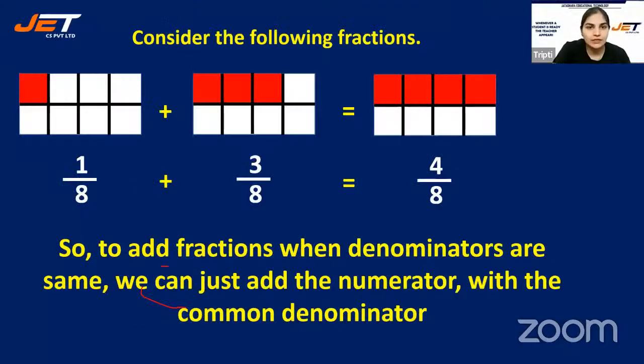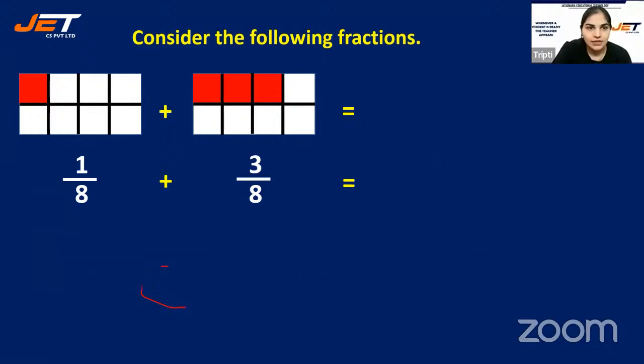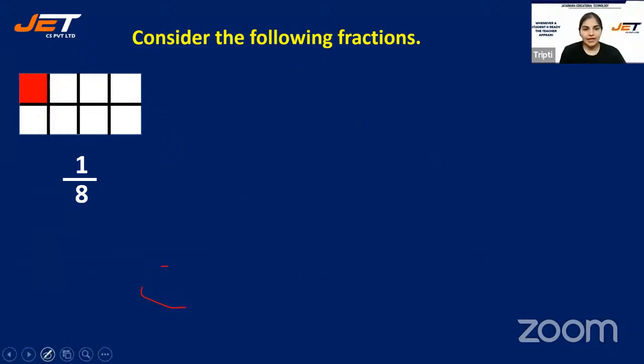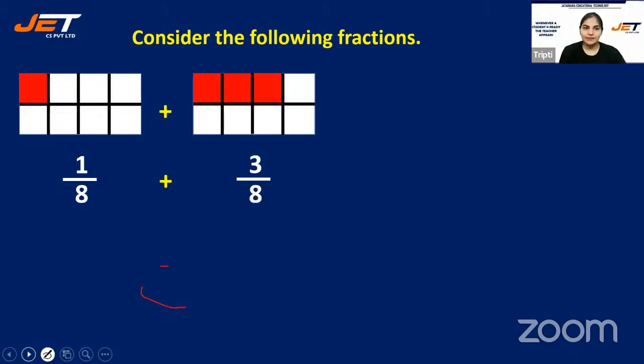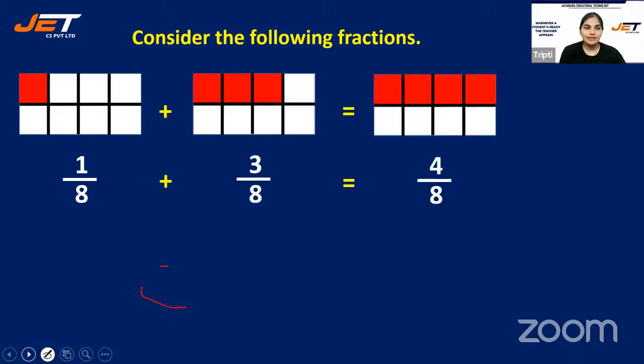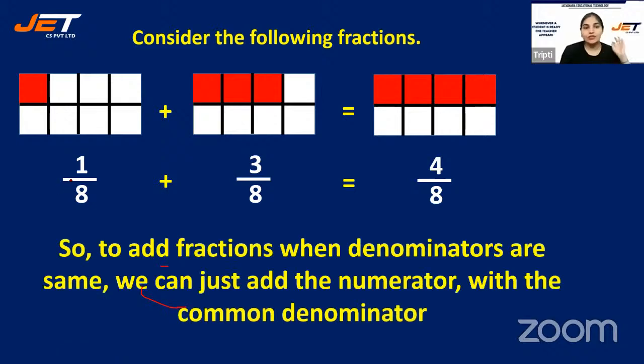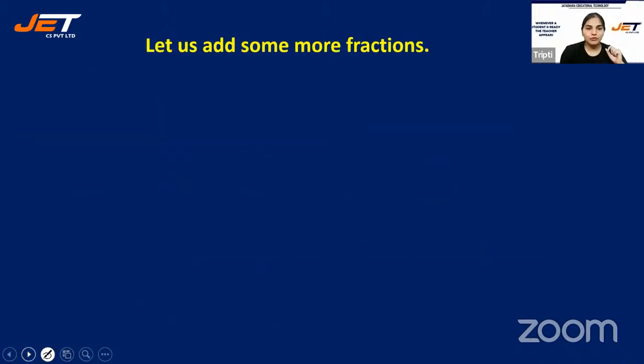Okay. So we were here on this part. I was saying that this is 1 by 8 and this is 3 by 8. So 1 by 8 plus 3 by 8 is equal to 4 by 8. 4 parts out of 8 equal parts. So to add fractions when the denominators are the same, we just need to add the numerators with the common denominator. We don't add the denominators. If it's 1 by 8 plus 3 by 8, it will be 4 by 8. Okay. Now let's add some more fractions.